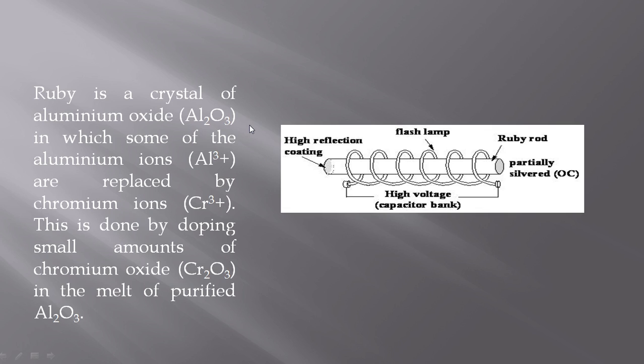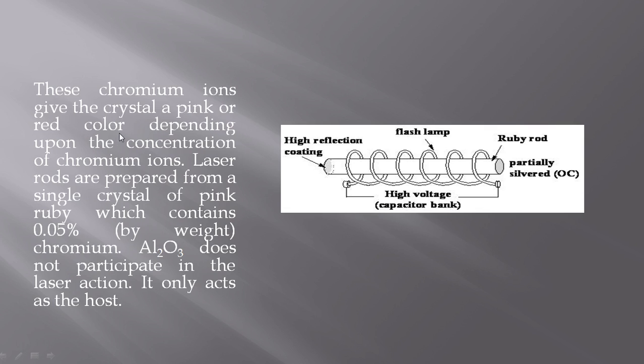The function of Al2O3 is to just act as host. We will get the laser due to chromium ions. These chromium ions give the crystal a pink or red color depending upon the concentration of chromium ions. Laser rods are prepared from a single crystal of pink ruby, which contains 0.05% by weight chromium. Al2O3 does not participate in the laser action. It only acts as a host.